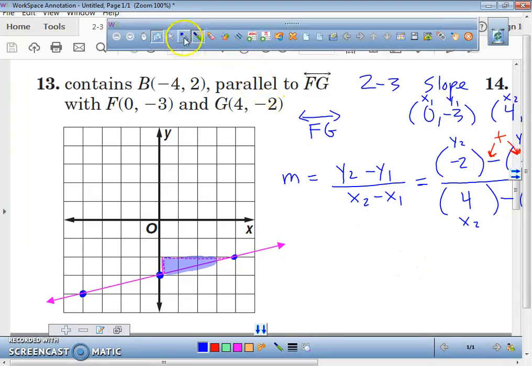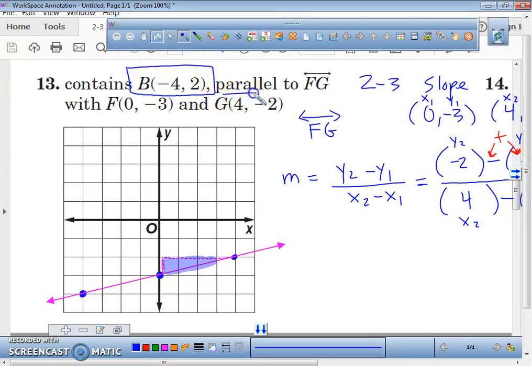Now, the next part says we need to create a line that contains point B and is parallel to line FG. So if B is at a what? A (-4, 2) right here.